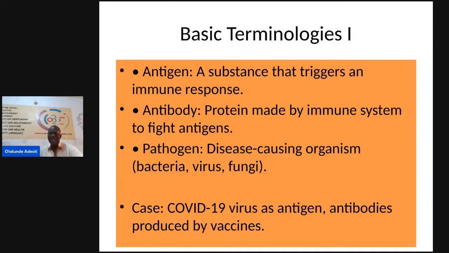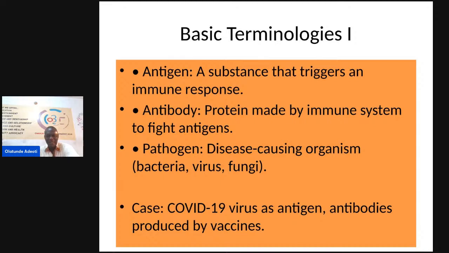Then antibodies, these are the proteins that are made by the immune system in order to be able to fight against antigen. So antibodies are part of the system. These are secreted by our own body in order to defend our body from external aggression, that is, from antigen. Then pathogens, these are disease-causing organisms, and categories of these include bacteria, fungi, and viruses.